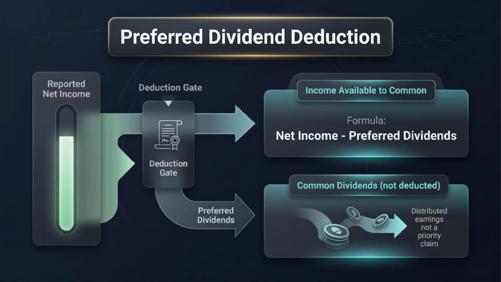The preferred dividend deduction is direct. Income available to common shareholders equals net income minus preferred dividends, or continuing operations income minus preferred dividends when computing EPS from continuing operations. Common dividends are not deducted because they are distributions to common shareholders, not claims ahead of them. EPS measures earnings available to common shareholders, not only earnings actually distributed to them.